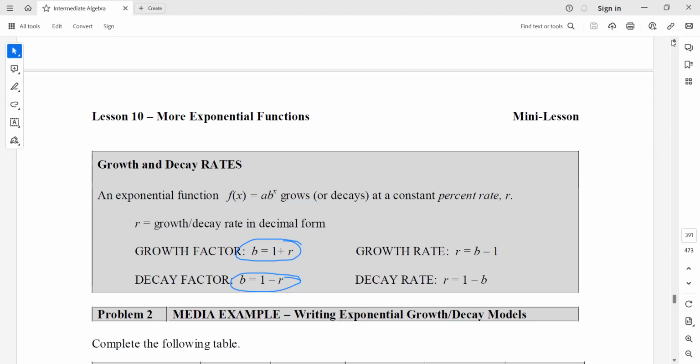And then if you have your b and you're trying to find your r, if it's growth and if it's decay. But I think if you remember this, it should be fine, right? You don't have to memorize all four. If you know that for growth b is 1 plus r, and for decay b is 1 minus r, you should be fine, okay? Now let's go to the table.